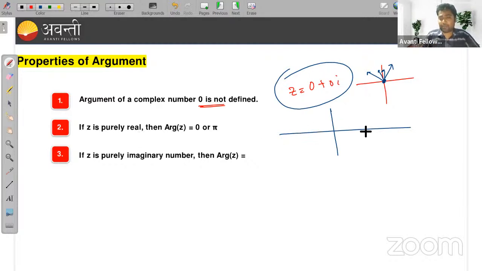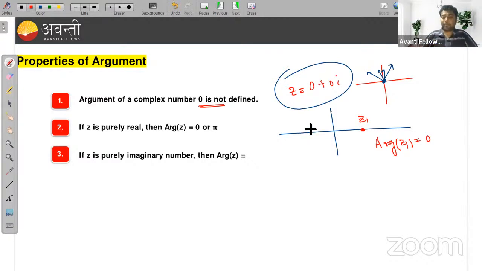Suppose a complex number Z1 lying here. What is the argument of this complex number Z1? That means, what is the angle made by this complex number Z1 with the positive x-axis? So here in this case, argument of Z1 is 0. The angle made by the complex number Z1 with the positive x-axis is 0. That means argument of Z1 becomes 0. Is that clear to everyone?